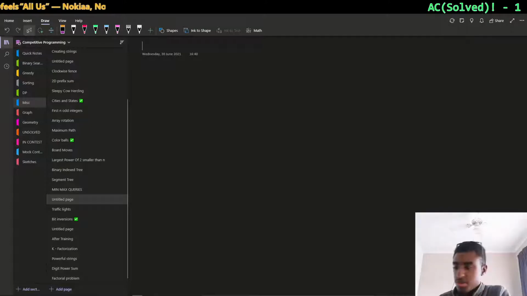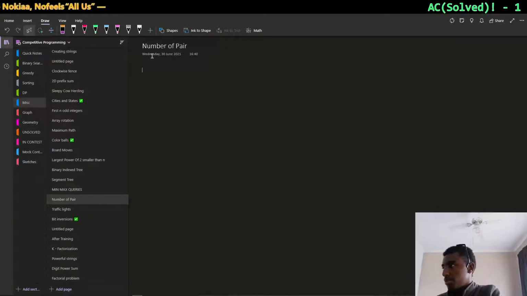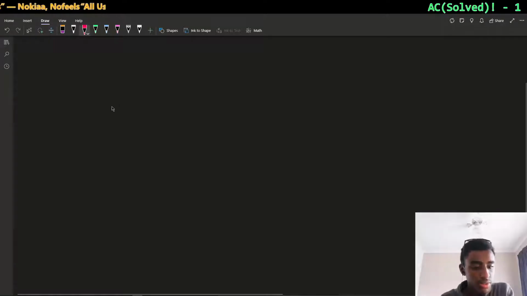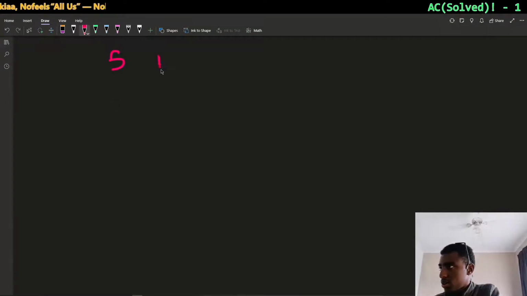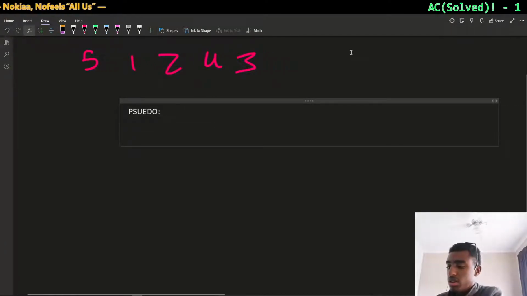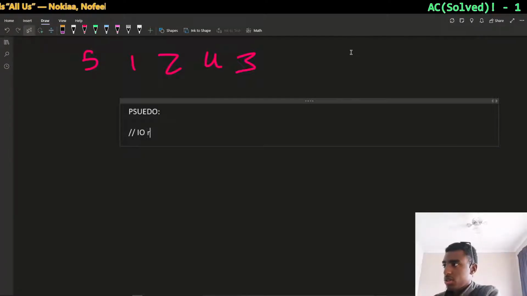Okay, so this problem is called number of pair. This has an example now of 5, 1, 2, 4, 3. Let's get the text out. Let's write a bit of pseudo. So our IO routine is just going to build a prefix sum into the array.